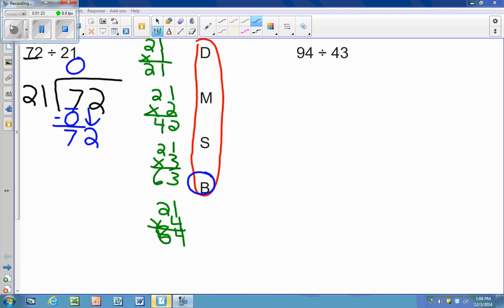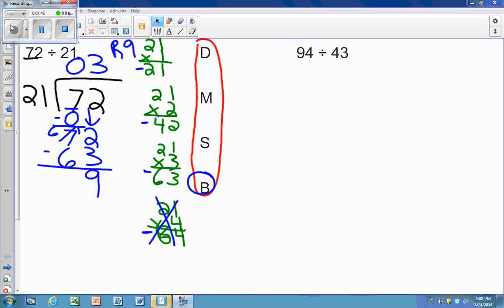How many times can 21 go into 72? So I look right here at all the work I've already done. 63 is close, then there's 84. 84 is too big, so I'm going to look at 63 so it can go in 3 times. 3 times 21 is 63. I already did the math. And now I'm going to subtract, and I get 9, so my answer is 3, remainder 9.